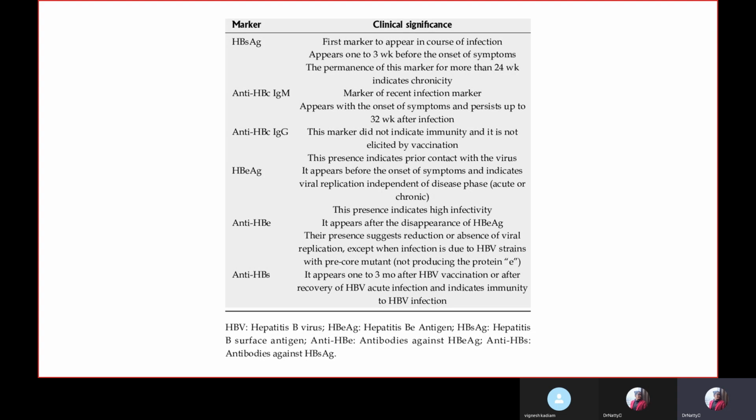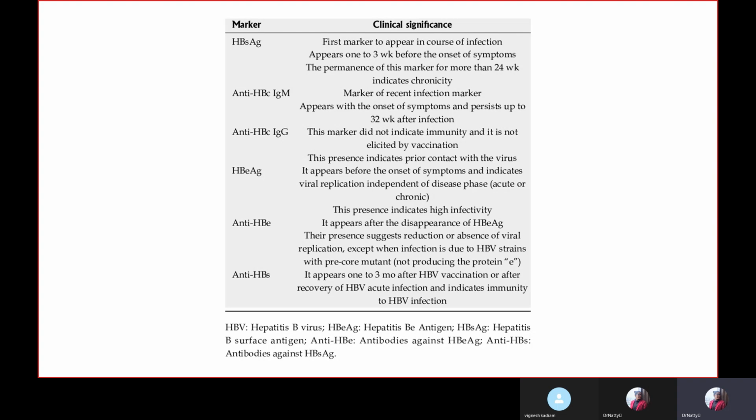Anti-HBe indicates there is disappearance of HBeAg, which means the replication has stopped. So the infectious rate will be less in case of anti-HBe. Whereas the last one, the anti-HBs marker, usually occurs 3 months after either vaccination or 3 months after an infection, which means the antibodies have developed against HBs. So it can occur post vaccination or post infection.